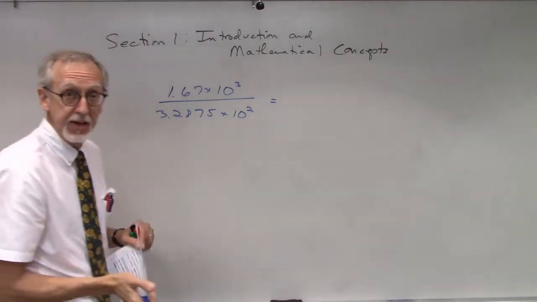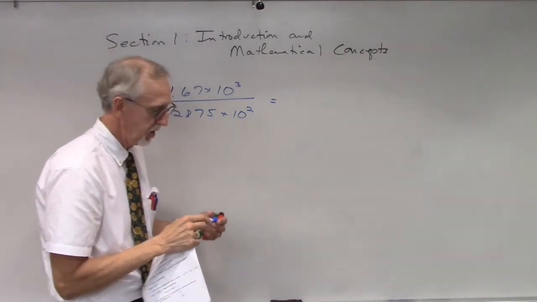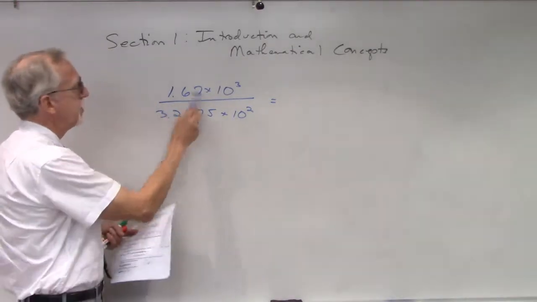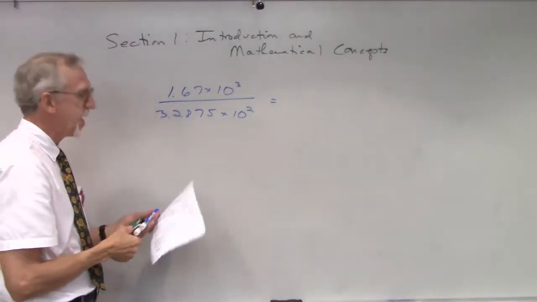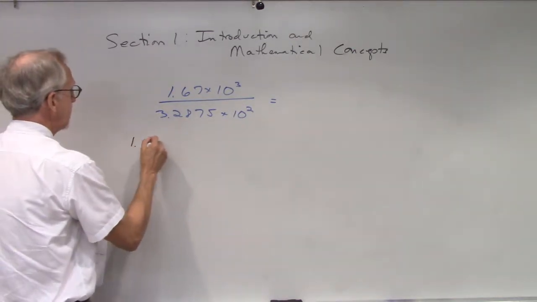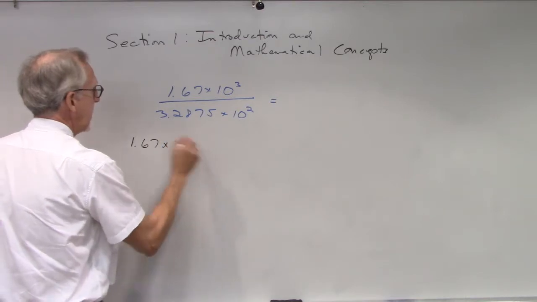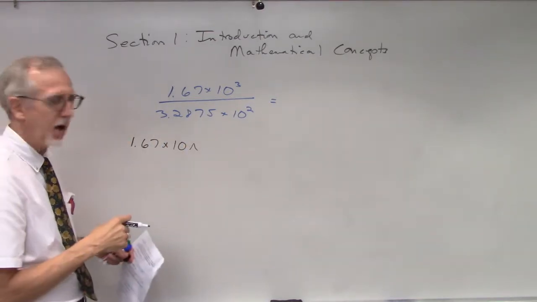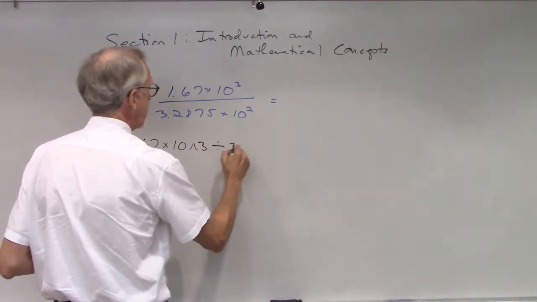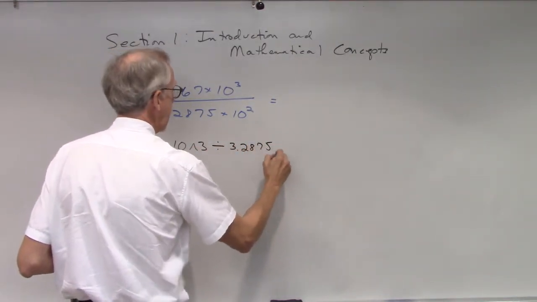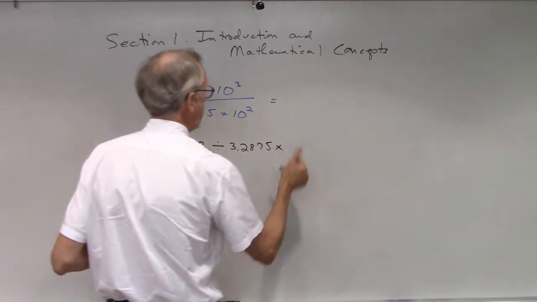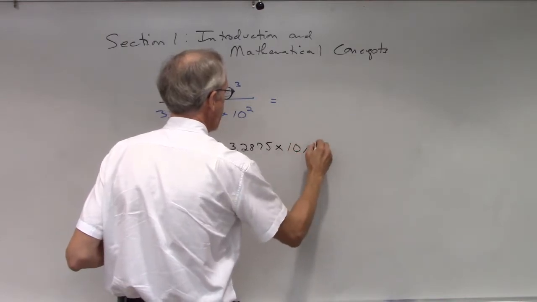Let me just emphasize something right here. This is a problem I've seen my students have over and over again. If you actually put the numbers in your calculator like this, 1.67 times 10, and you use the little raised to the power or the up arrow symbol, 3, and then divided by 3.2875, times 10 raised to the 2 power.